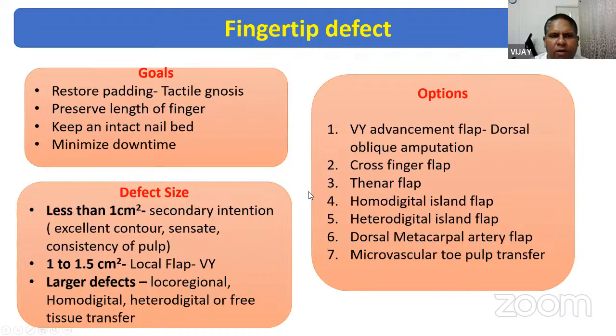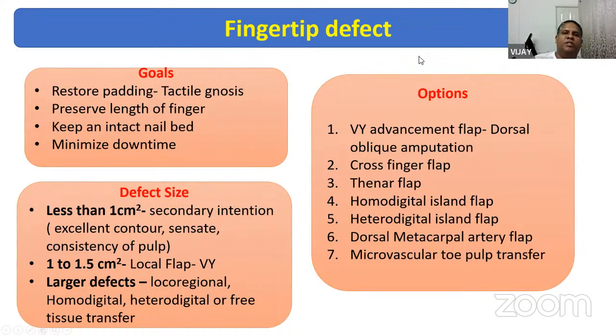Fingertip defect, the main goals are restoring the tactile gnosis by giving a good padding, preserving the length, keeping the nail bed intact, and giving a sensate fingertip. For defects less than 1 centimeter, secondary intention healing can give you good contour and a good consistency of the pulp. But if the defect is 1 to 1.5 centimeters, usually a local flap or a V-Y flap is used. For 1.5 to 2 centimeter defects or more, loco-regional, homodigital, heterodigital, or a free tissue transfer can be done.